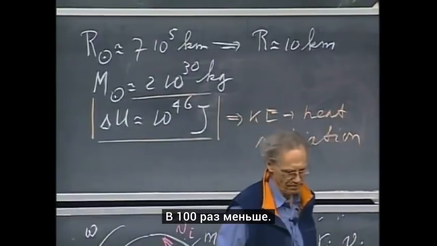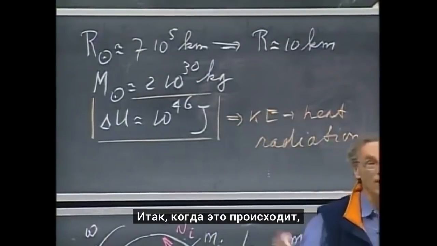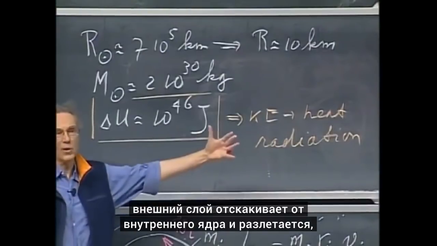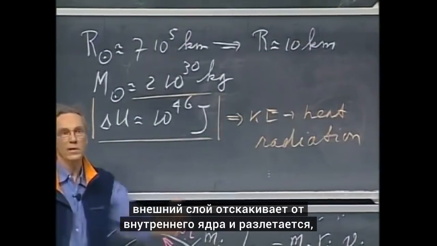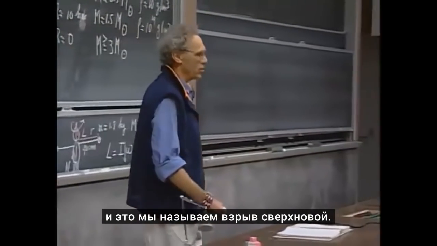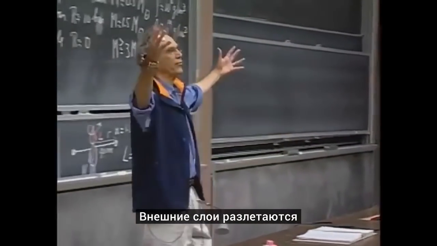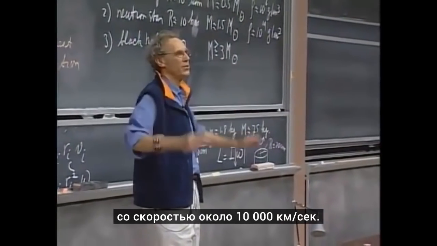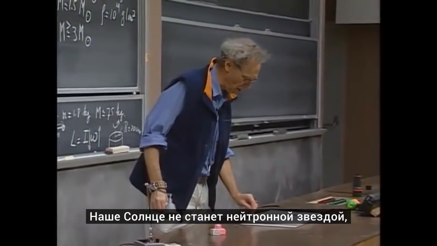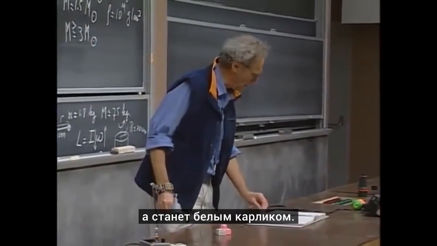100 times less. So when this infall occurs and this huge amount of energy is released, the outer layer bounces off the inner core and is expelled, and that's what we call a supernova explosion. The outer layers are thrown off with speeds typically some 10,000 kilometers per second. Our sun will not become a neutron star, but it will become a white dwarf.